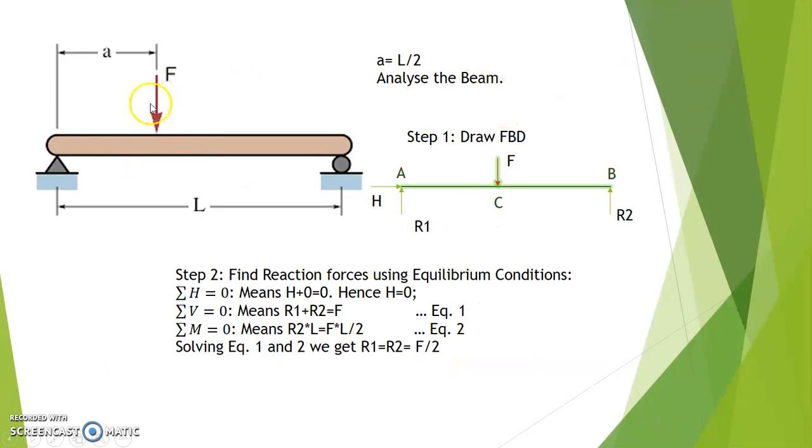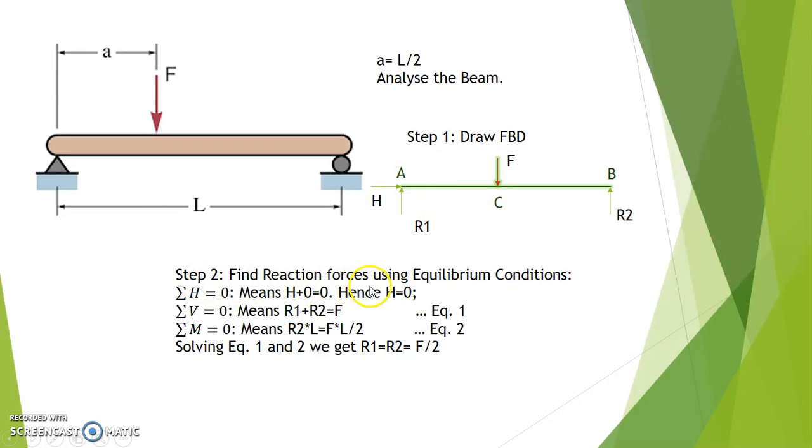So let us try one problem. This is my beam, where I have taken a equal to L by 2. First I will draw one FBD as shown in the figure. This is a hinge support. Hinge support means one horizontal reaction will come and one vertical reaction will come. This is a roller support. That means there is no horizontal reaction, only vertical resistance. So R2 is there, F is already there. This length is L1. So R1, R2, H are the reaction forces. A, C, B are just the points.